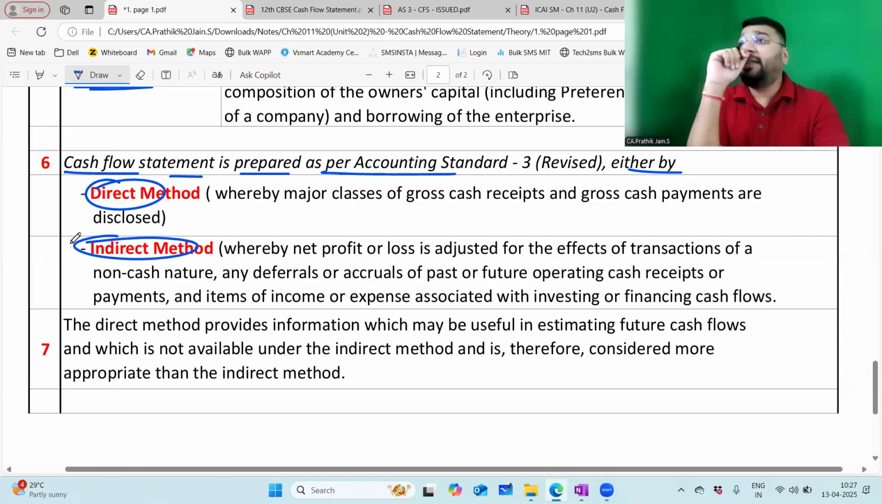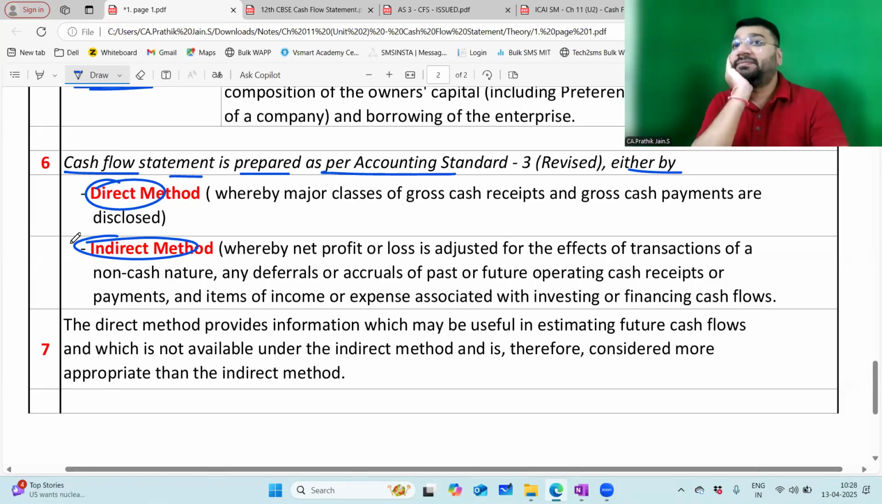In 12th CBSE, why did they skip the direct method? Because it is a very easy way of preparing the cash flow statement, so they didn't include it in the syllabus. But in CA Intermediate, we're supposed to know both the direct method and the indirect method. So the question that arises is, sir, which method is more appropriate? Which method is more appropriate?